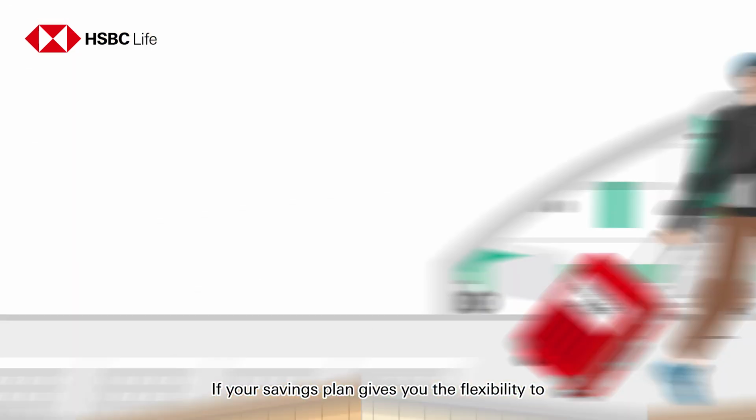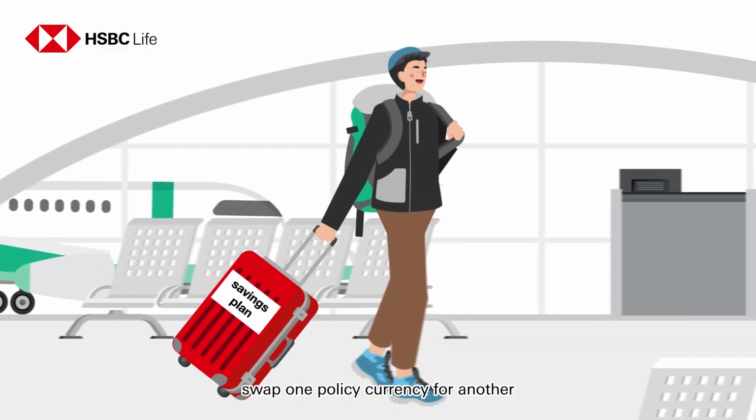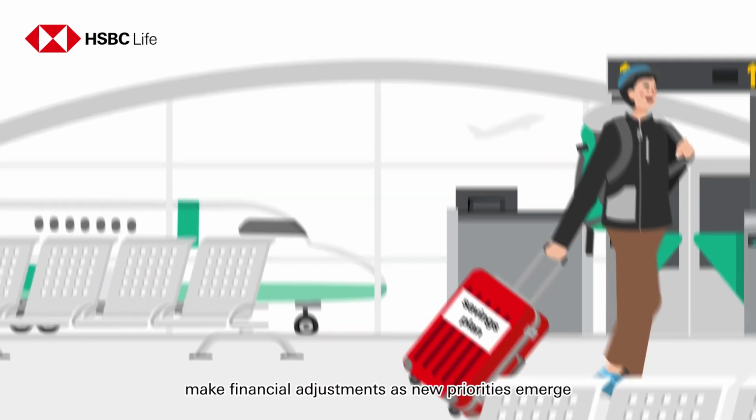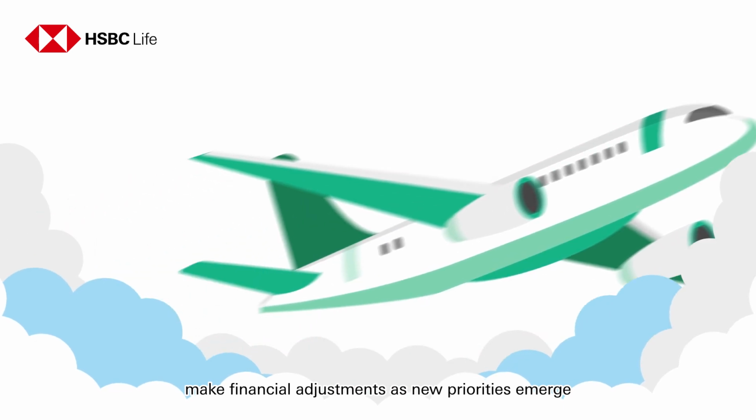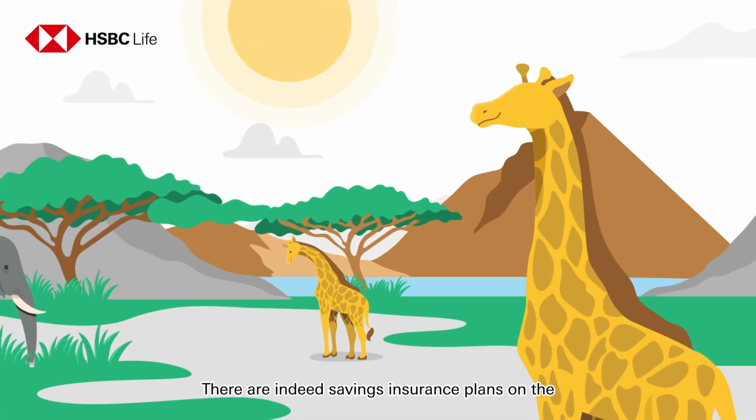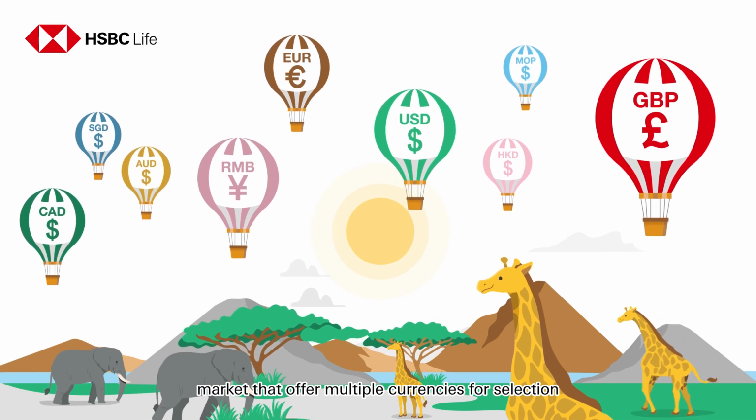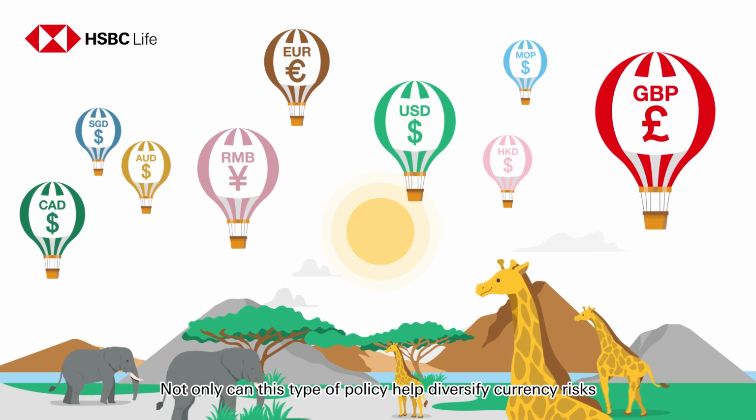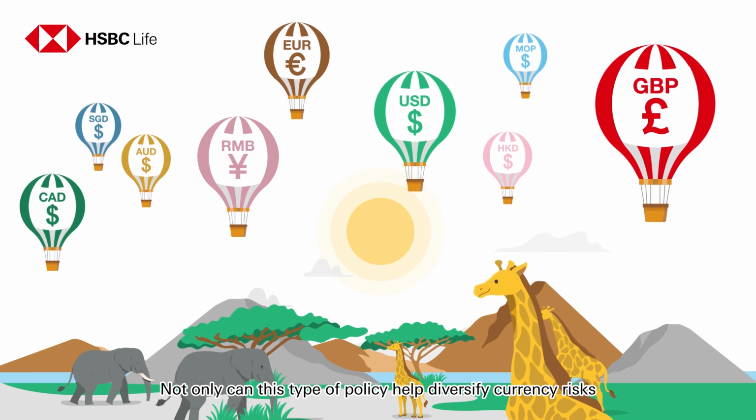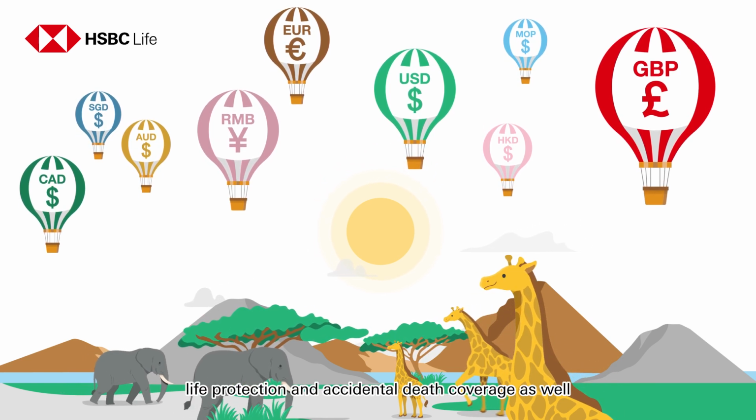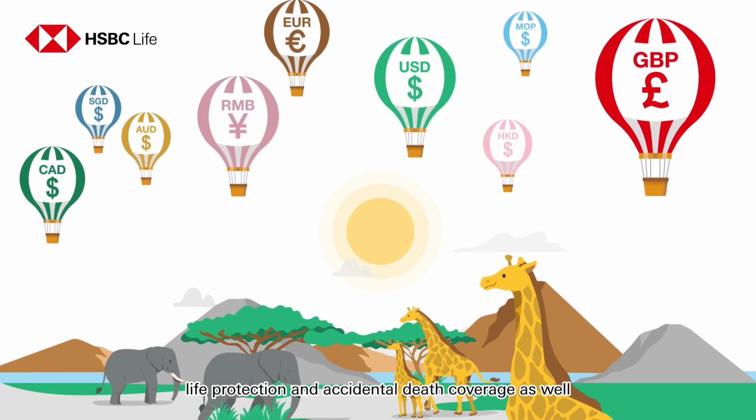If your savings plan gives you the flexibility to swap one policy currency for another, it'd be much more convenient for you to make financial adjustments as new priorities emerge. There are indeed savings insurance plans on the market that offer multiple currencies for selection. Not only can this type of policy help diversify currency risks, but it typically provides potential return, life protection, and accidental death coverage as well.